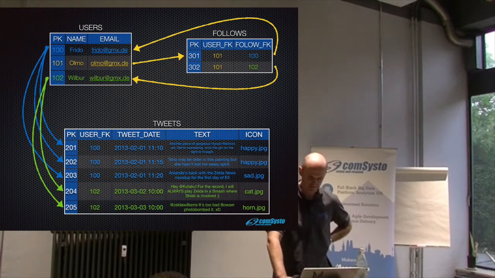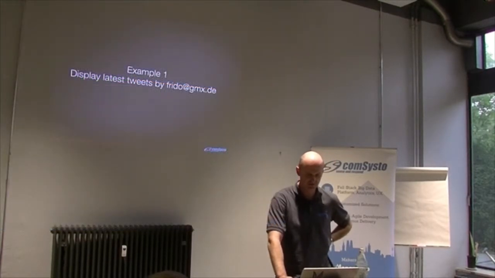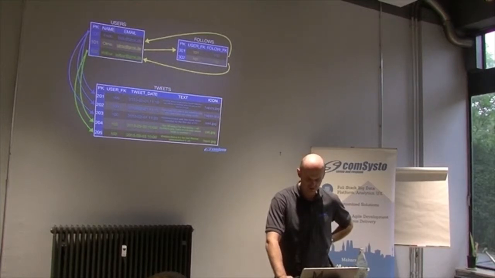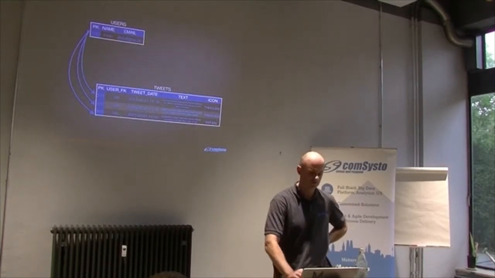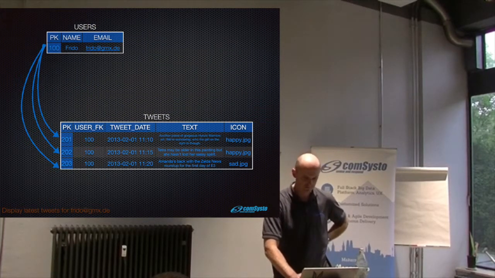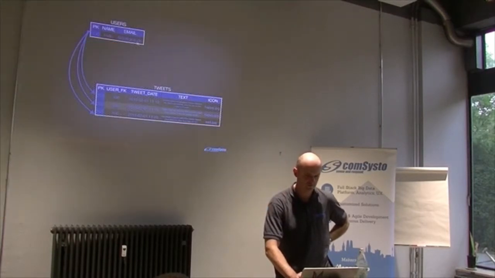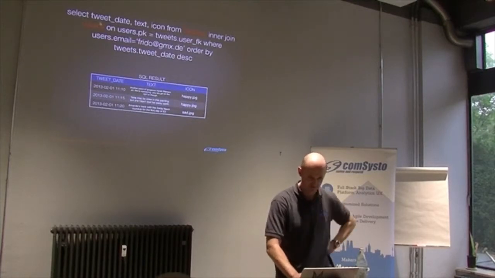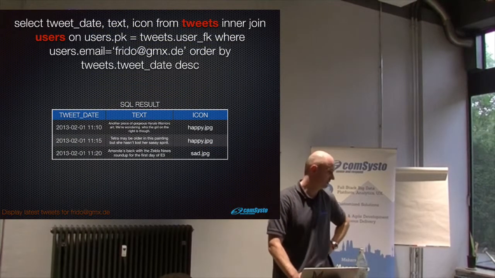Good. First question, display the latest tweet by Frido. So this is our whole model, and displaying the latest tweets of user Frido will lead to such a response. So basically we have an inner join of users on tweets on this key here, right? And we are selecting from users where email address is blah blah. That's the select statement. I'm not going to execute it, I think that you believe me.